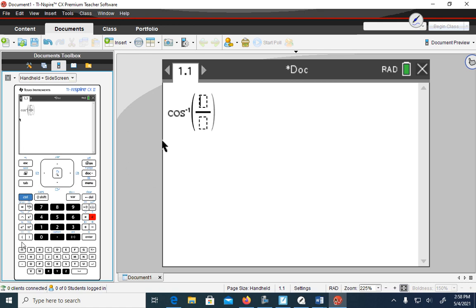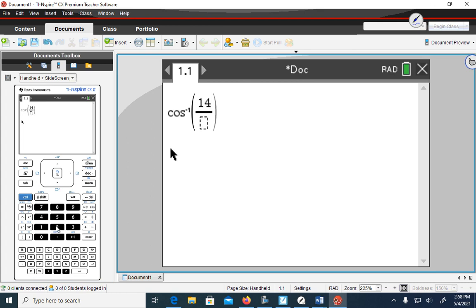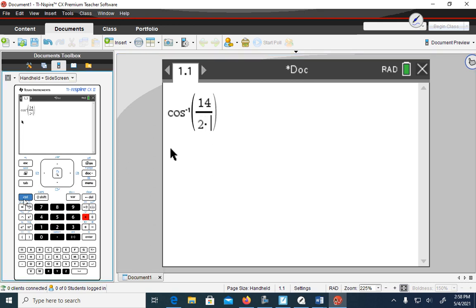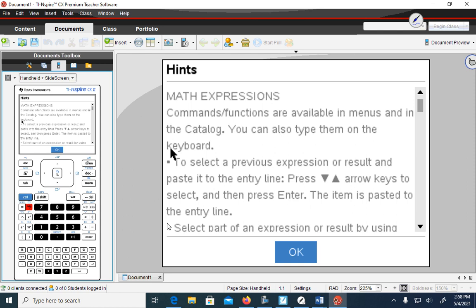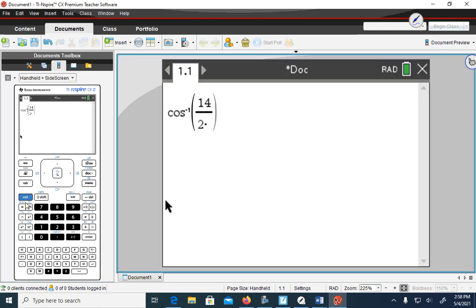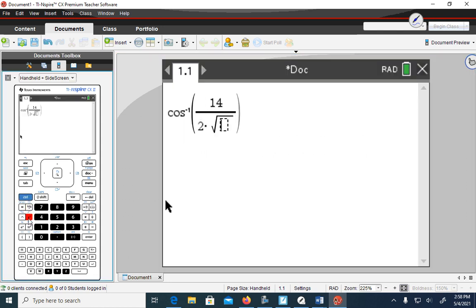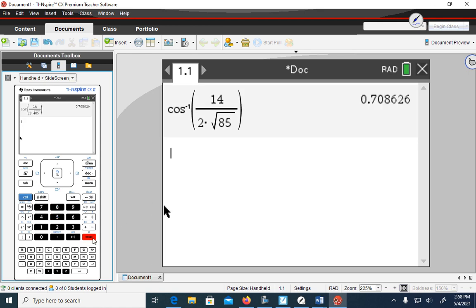I had 14. And then in my denominator, I had 2 times, and I don't know if you know the multiplication sign, but I'm just going to go ahead and put it in there. Whoops, I don't want that. Times the square root of 85. And when I do this, it's going to give me an answer.